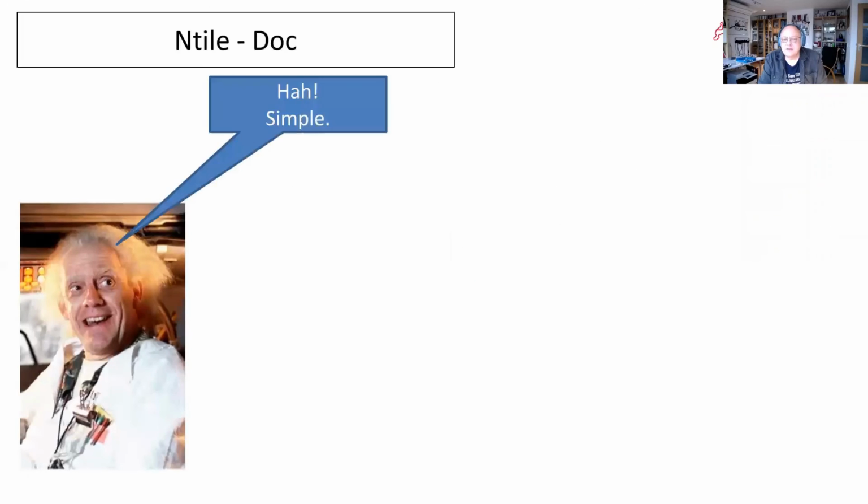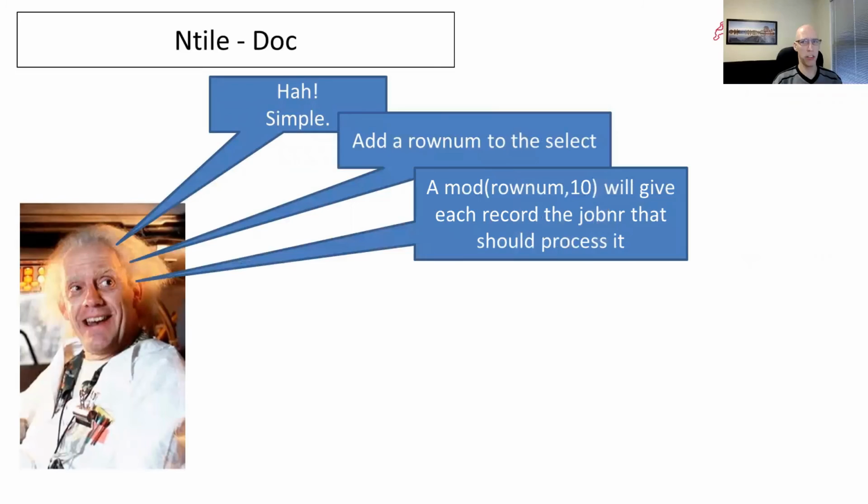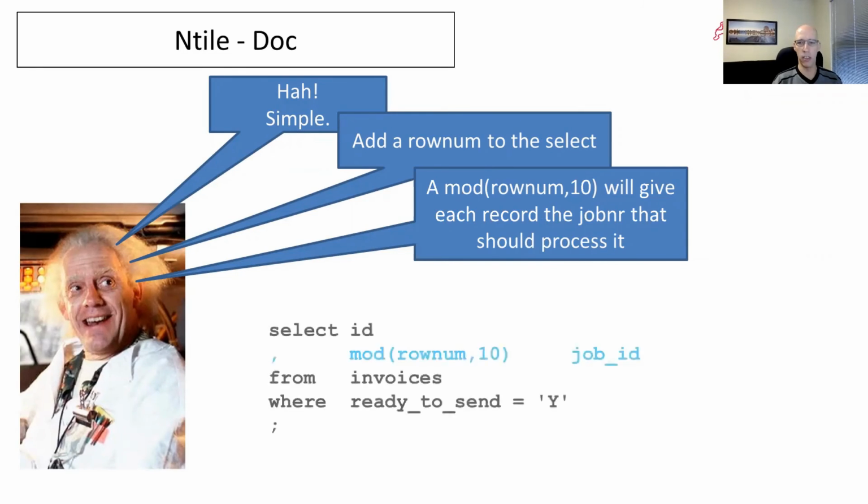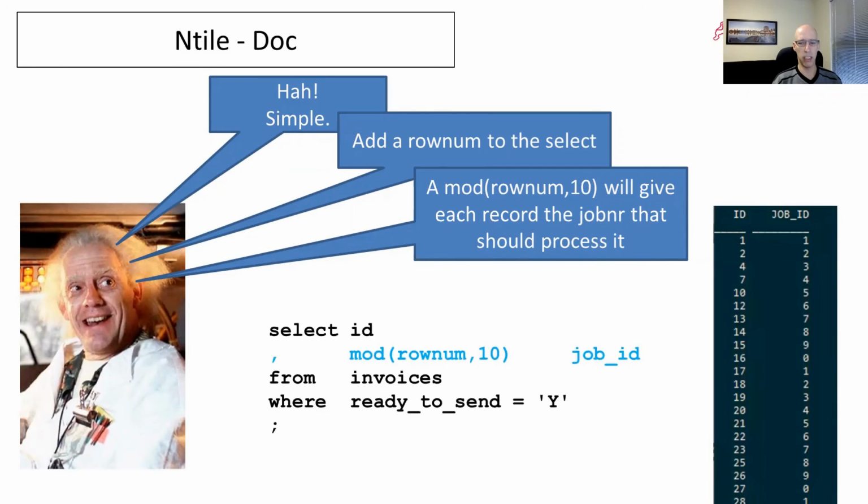Yes. Okay, you know what? I'll just use row num and modulo. So basically, modulo row num and 10 will give me the remainder between 0 and 9, and that would be exactly my job. So we'll do something like that. Select ID, modulo row num, comma 10 from invoices, and this is the result. Oh, looks good. Simple, great.